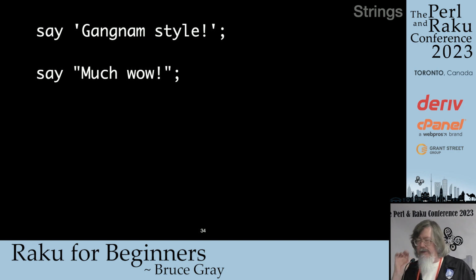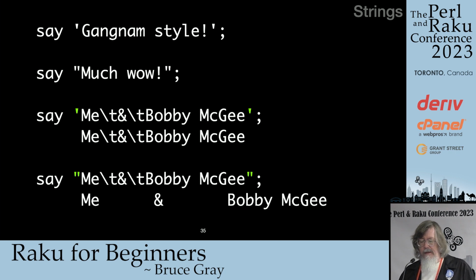For example, double quotes process control characters like new line and tab. If I put \t in a single quoted string, I get \t. But it's actually a tab character in a double quote. We'll see more double quote superpowers later.